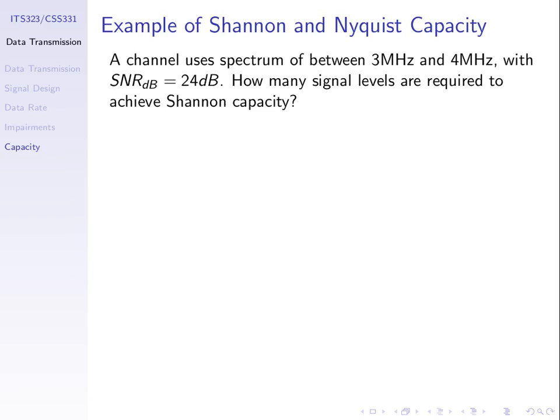And that's a good place to finish. We've covered the trade-offs amongst the different characteristics of signals. And we've finished with two specific cases of those trade-offs relating data rate to bandwidth and other characteristics using Shannon and Nyquist capacity equations.